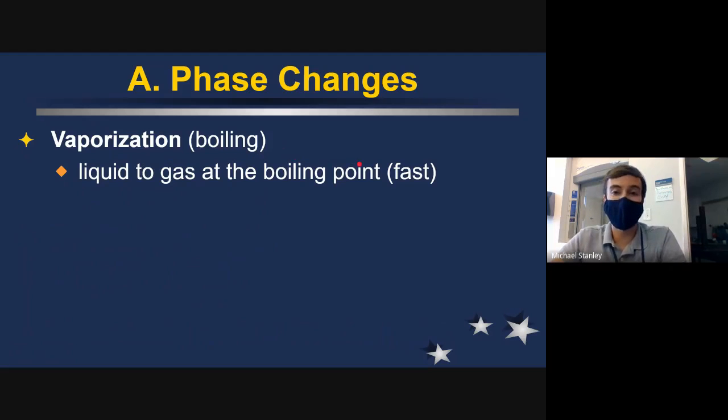So this happens at something called the boiling point, the temperature at which the liquid will start boiling and turning to a gas. And it's happening pretty rapidly. So we're constantly turning liquid into a gas. So this is one way that we can go from liquid to gas. But there is another way.